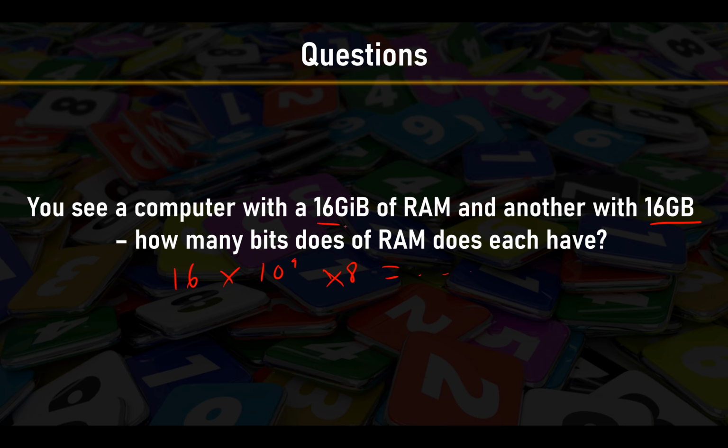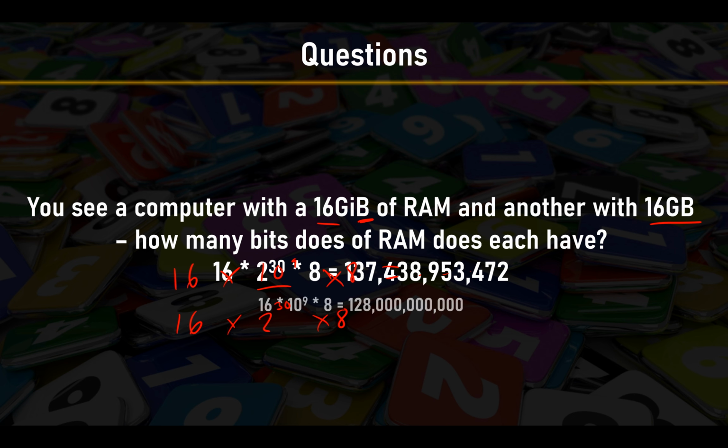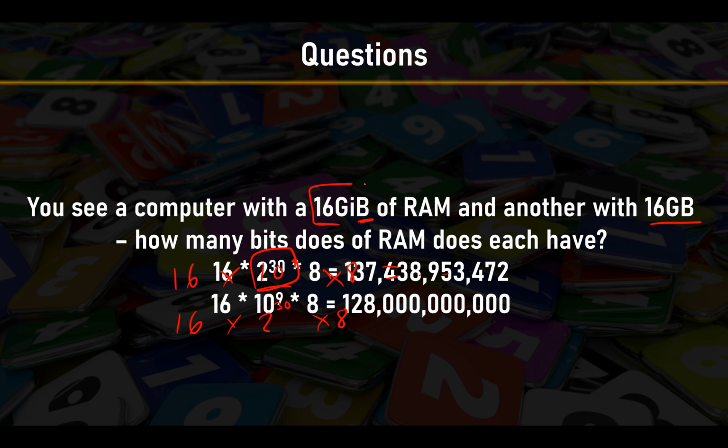Then 16 gibibytes is basically the same. We're going to do 16, but rather than 10 to the power of 9, remember we said Kibi was 2 to the power of 10, Mebi is 2 to the power of 20, Gibi is therefore 2 to the power of 30. And again, we multiply by 8 because we go from bytes into bits. If you do both of those calculations, this one here equals this horrible number, whereas 16 gigabytes is 128 billion.